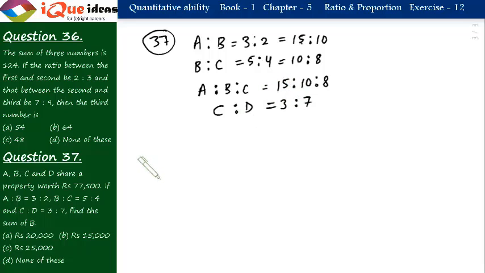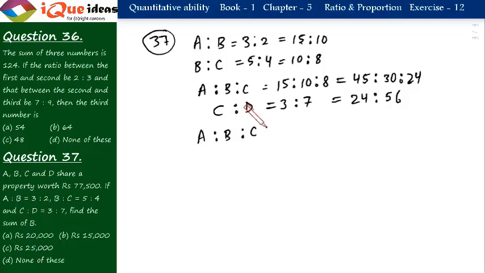Alright, now C is the common quantity. For C, the values are 8 and 3. So LCM of 8 and 3 is 24. So multiply the first ratio, the ABC ratio, by 3. So you get 45 is to 30 is to 24. And the second ratio multiplied by 8. So you will get 24 is to 56. Right? So the combined ratio of A, B, C, D, that is A is to B is to C is to D, must be equal to 45 is to 30 is to 24 is to 56.